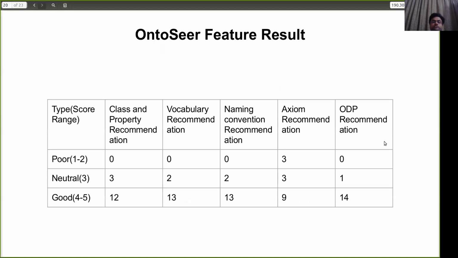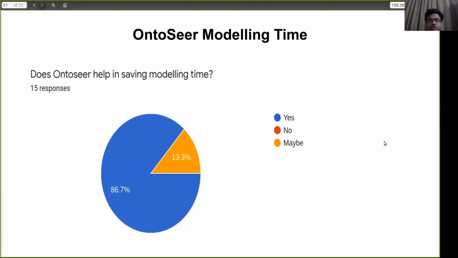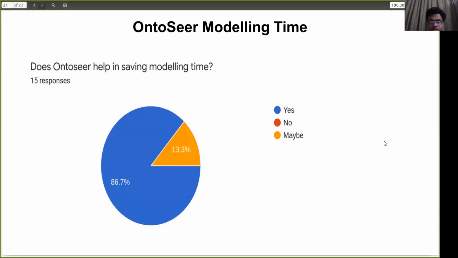Evaluation. 15 users have been asked to evaluate Ontosphere features on a rating from 1 to 5, 1 being the lowest and 5 being the highest. Based on this, we can see that 85% of the users were happy with Ontosphere results, and 86.7% of them, specifically 13 of them, have said that Ontosphere saves modeling time.